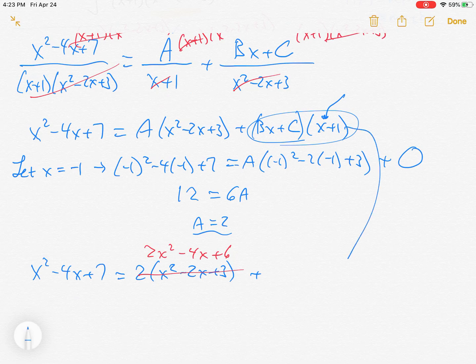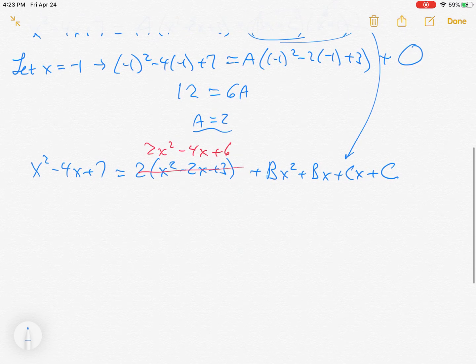And while we're at it, why don't we go ahead and distribute? I'm just going to do this. Make life a little easier on ourselves. 2x squared minus 4x plus 6. And the rest of this, I'm going to distribute from there. Bx squared plus bx plus cx plus c.